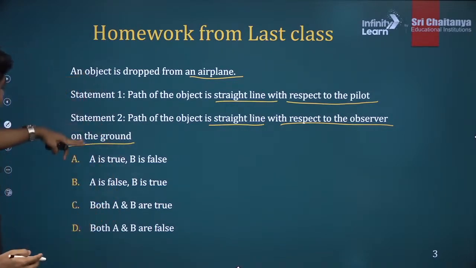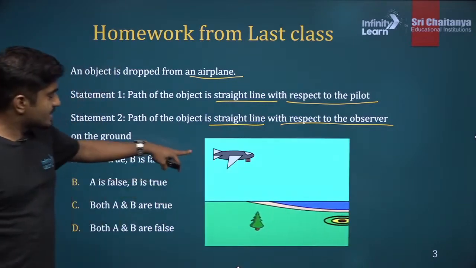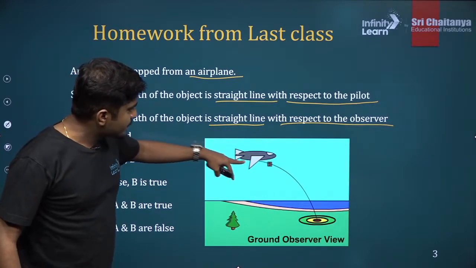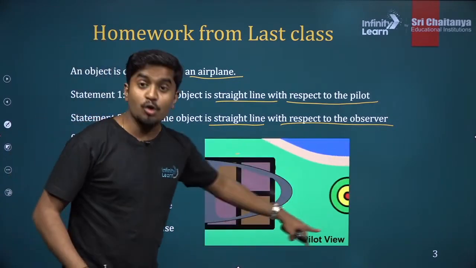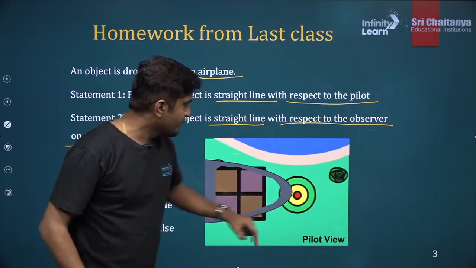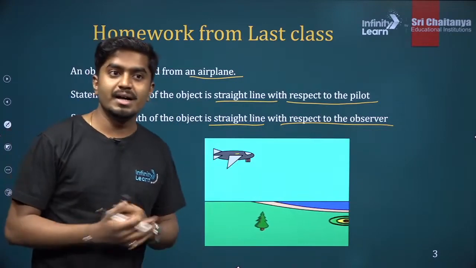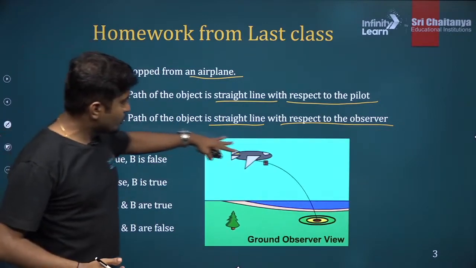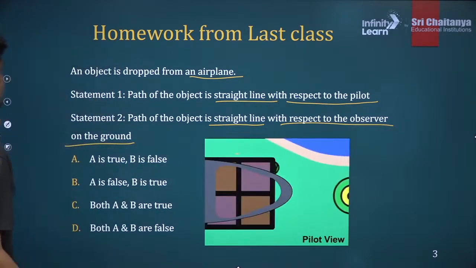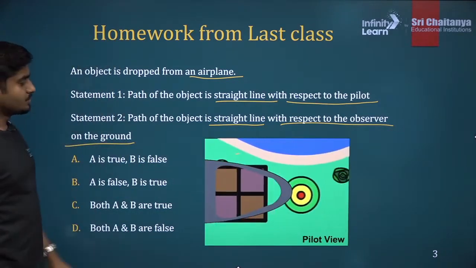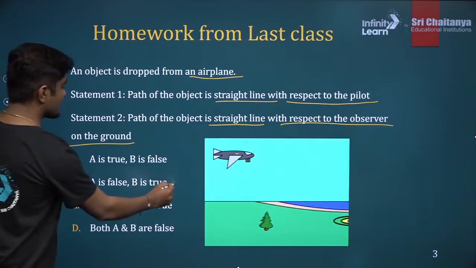So now I'll show you one animation. You see, there is an aeroplane and an object is dropped. There is a ground observer, and there is a pilot view. You see the packet is dropped from the aeroplane. Now tell me, looking at this animation, which one do you think is the correct one? Okay, you think B is correct.